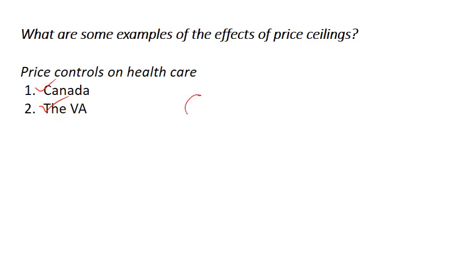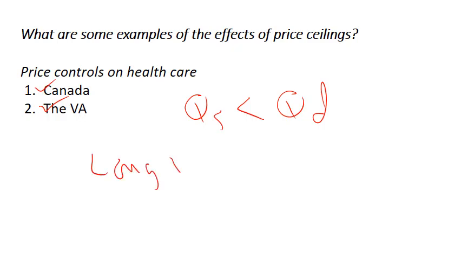Supply and demand predicts that the quantity supplied will be less than the quantity demanded when you set prices below the equilibrium price. One signal that quantity demanded is greater than the quantity supplied for a hospital is a long wait time for patients. How long do you have to wait to see your doctor? As predicted, waiting times in Canada and in the VA hospitals are long.